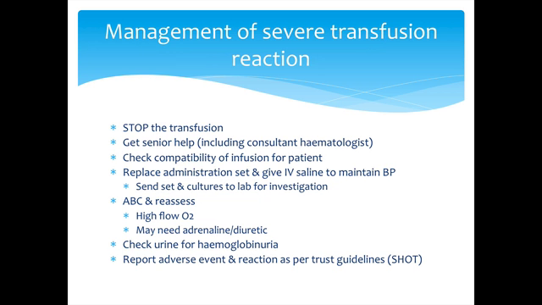If it's a severe transfusion reaction, stop it. Get senior help. Check compatibility of the infusion for the patient. Actually take out the administration set. Replace it with a fresh cannula somewhere else. Give IV saline to maintain the blood pressure, and send the set and the cultures to the lab for investigation. Do your ABC and continually reassess. High flow oxygen. The patient may need adrenaline or a diuretic. Check the urine for hemoglobinuria. And again, report the adverse event and reaction as per trust guidelines. So that will eventually go to SHOT.